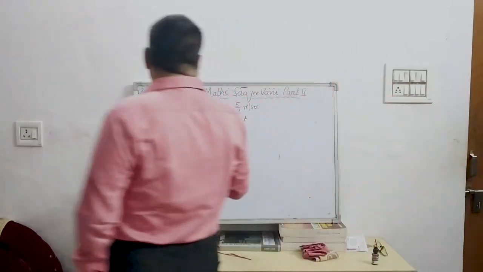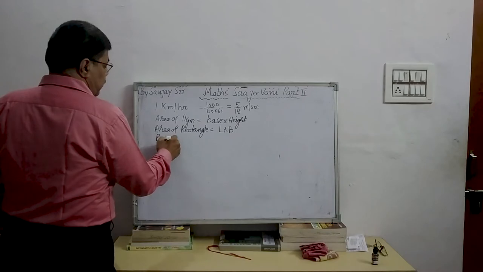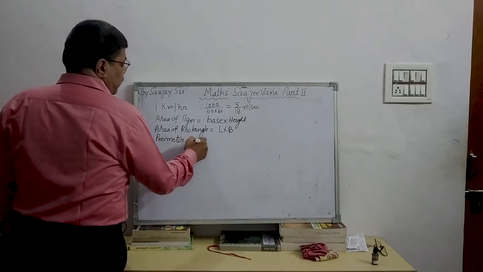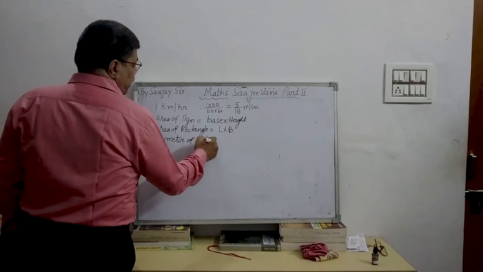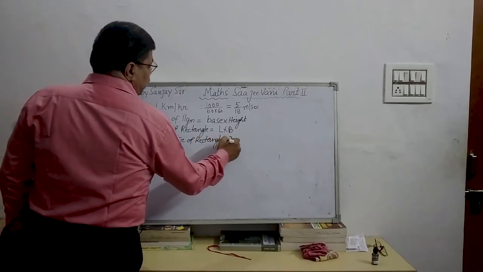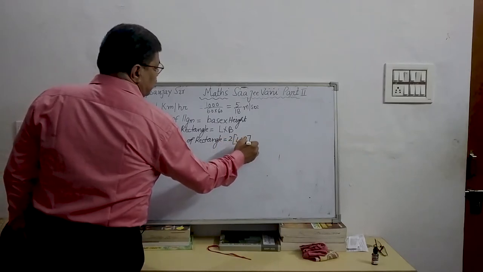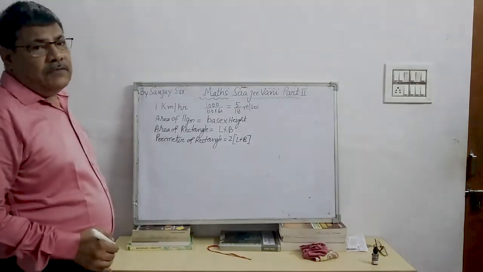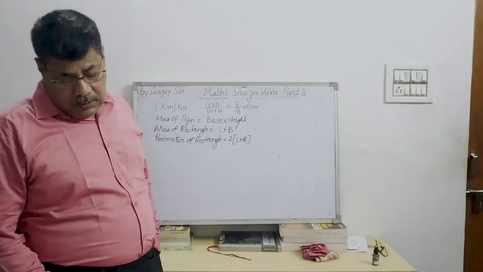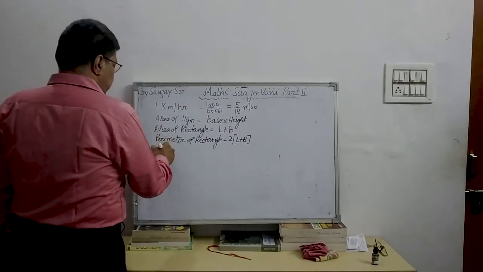Now perimeter of rectangle. The perimeter of a rectangle is found by this formula: 2 into (length plus breadth). So this is the formula for finding out the perimeter of a rectangle. Clear?